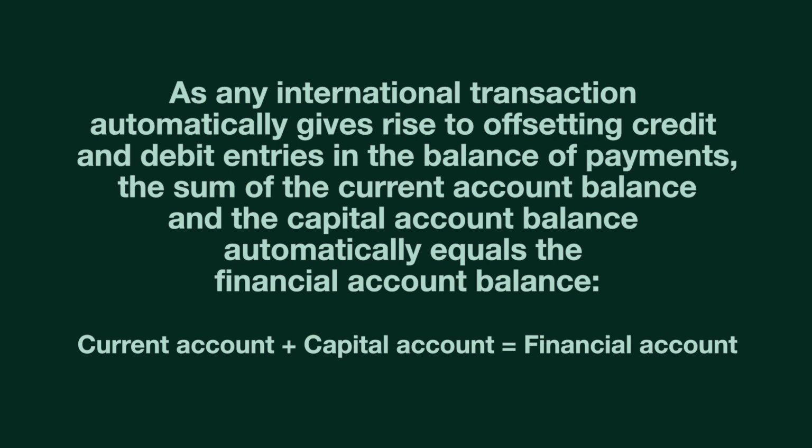We note that as any international transaction gives rise to offsetting credit and debit entries, the sum of the balance of payment of the current and capital account must be equal to that of the financial account. If you remember the link, in order to have the current account transaction and capital account transaction, there must be equal and opposite financial account transactions to balance it. Hence, if a balance of payment is balanced, that means capital account plus current account must be equal to the financial account.